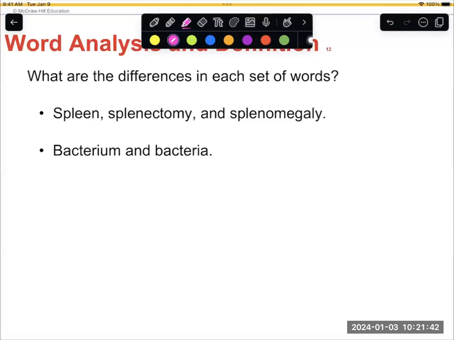Bacterium is one bacteria, or it's the singular form of bacteria. Bacteria is that plural form of bacterium. There, that makes sense. Okay.